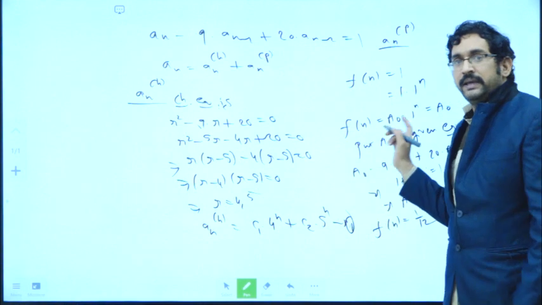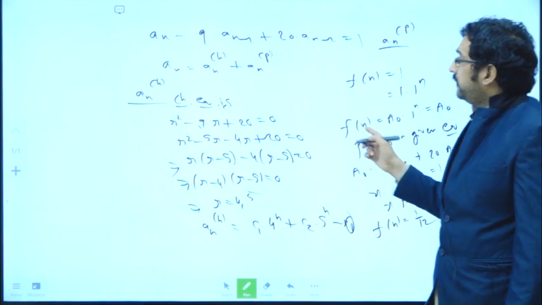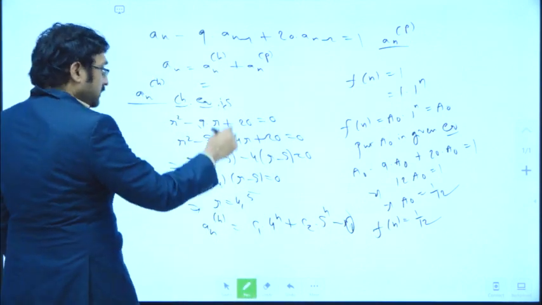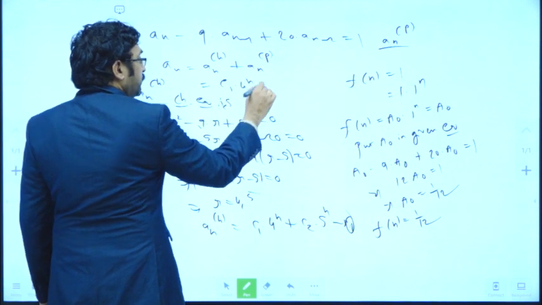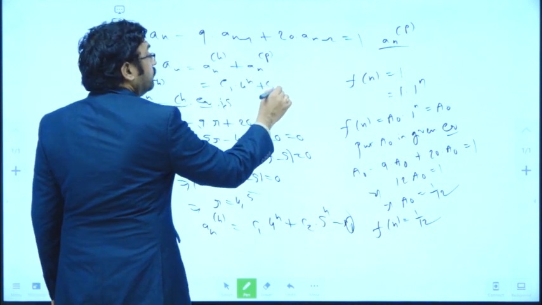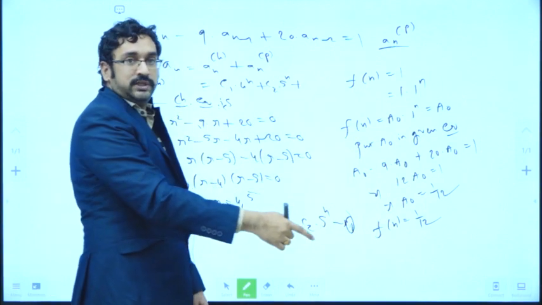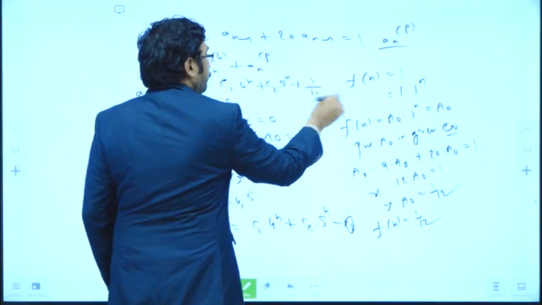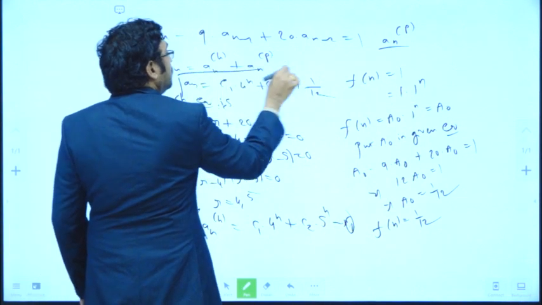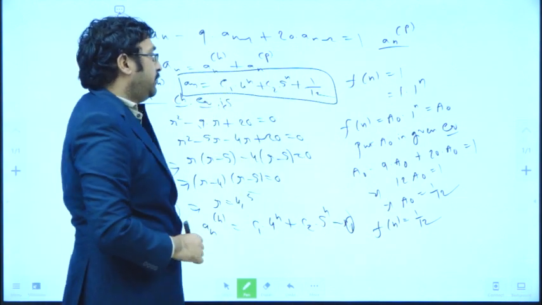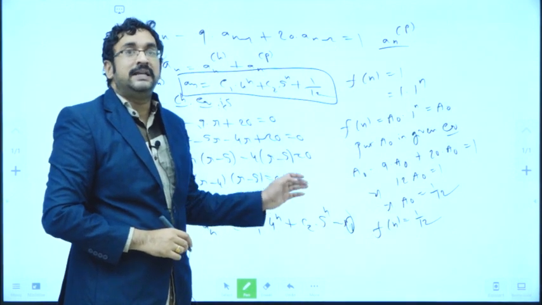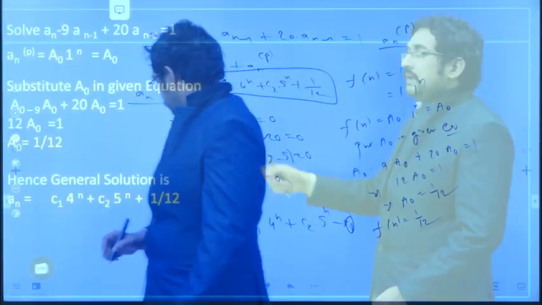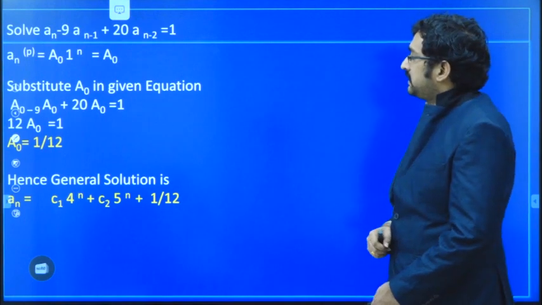So finally, the general solution is obtained by combining both. Therefore, a_n equals a_n^(h) plus a_n^(p). That is c1 into 4 power n plus c2 into 5 power n plus the particular solution. What particular solution did we obtain here? 1 by 12. So a_n equals c1 into 4 power n plus c2 into 5 power n plus 1 by 12. That is the general solution for the given non-homogeneous equation. In this way, we can find the solution for the non-homogeneous recurrence relation.